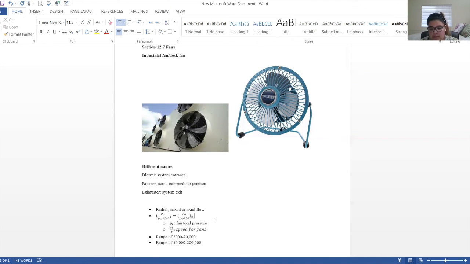For centrifugal fans, they have a specific speed range that could be anywhere from 2,000 to 20,000. And then axial fans can range between 50,000 to 200,000. So the range is a little broader, just because they have multiple usages, like I mentioned before, and in larger scale processes, the speed can vary depending on what you're using it for. And this concludes the section about fans.